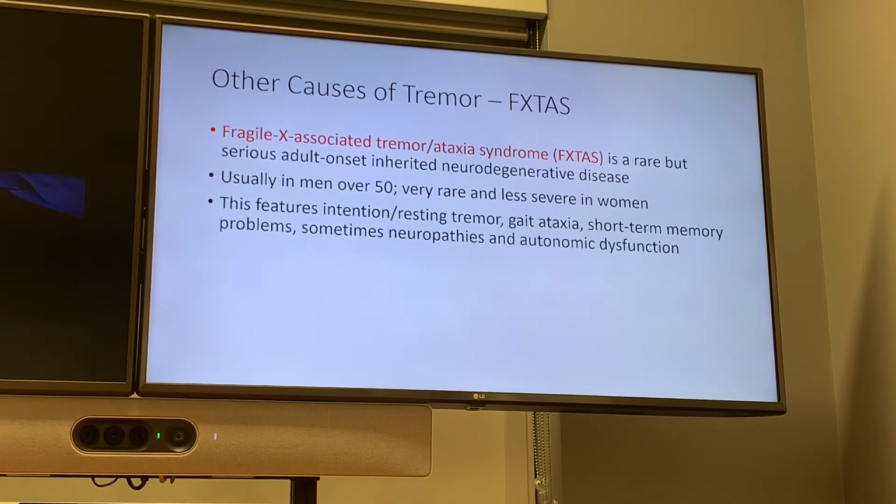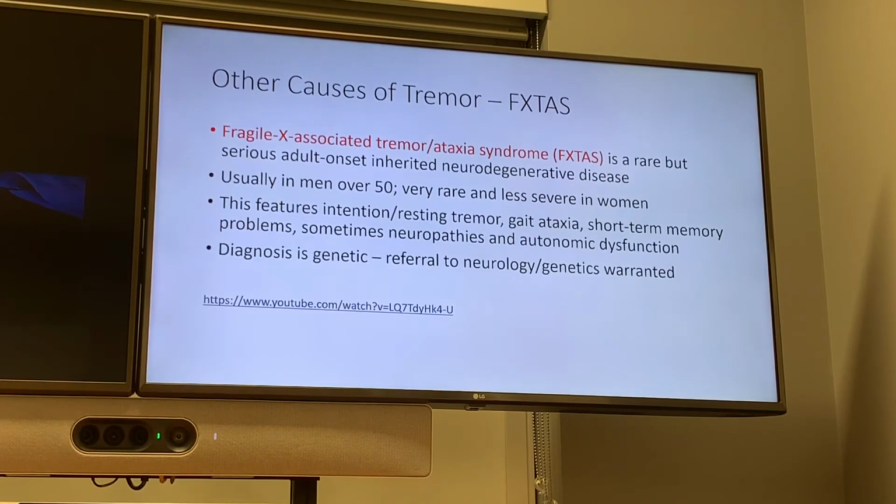Usually this is an intention or resting tremor that is accompanied by ataxia, short-term memory problems, and sometimes neuropathies as well. The diagnosis here, which is why I wanted to talk about it, is more genetic. So you can decide to refer to neurology, but I would simultaneously refer to genetics, since that's the only way to confirm this diagnosis.